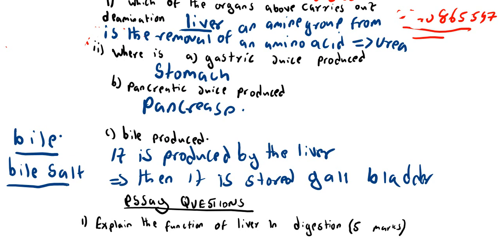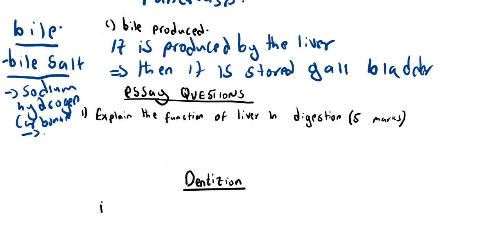So apart from bile salts, we also have got sodium hydrogen carbonate. The function is the same as the sodium hydrogen carbonate that was also produced by the pancreas, which neutralizes the acidic chyme. Then the other one is bile pigments. What's the function of bile pigments? These are the ones that add color to the feces.